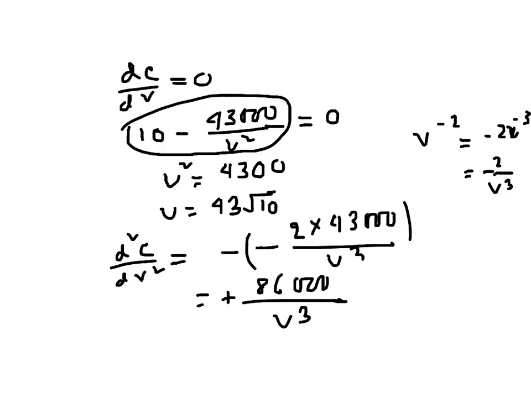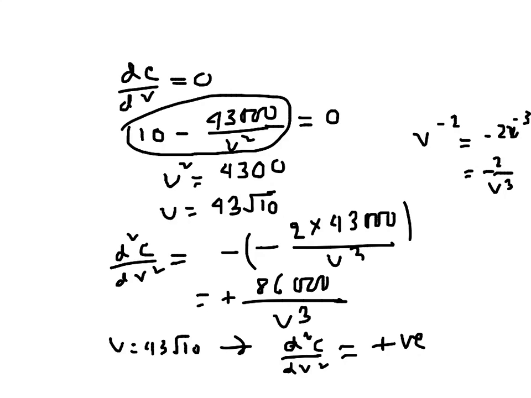Now if we plug in the value of v here in this d square C over dv square, we can obviously see it will become positive. Since the second derivative is positive, it is a minimum. So that criterion is fulfilled. Now before concluding that this is the speed at which the truck has to travel to minimize the cost, we also have to consider the time constraint. We have to see how long it will take at this speed.